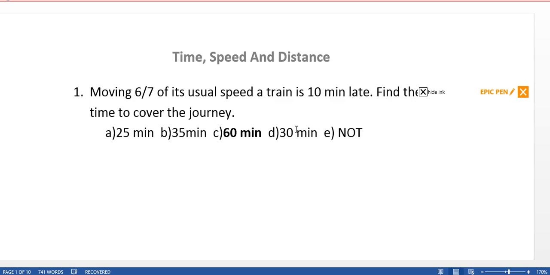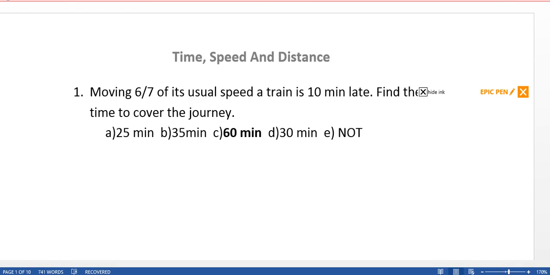So the thing is that mostly we'd be solving time, speed and distance using a traditional approach, but there is also an alternate approach to solving time, speed and distance, and that approach is what I'm going to cover in this particular video.